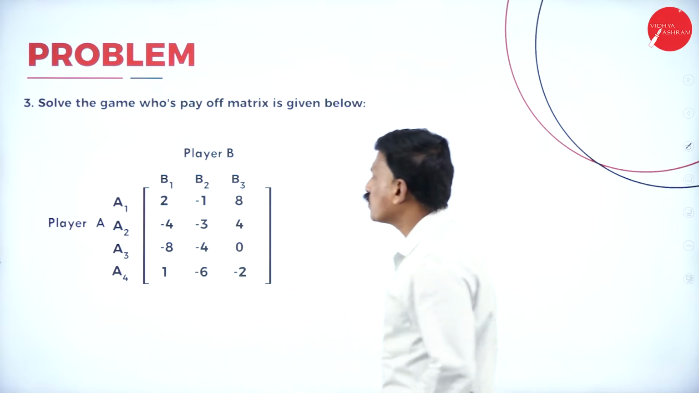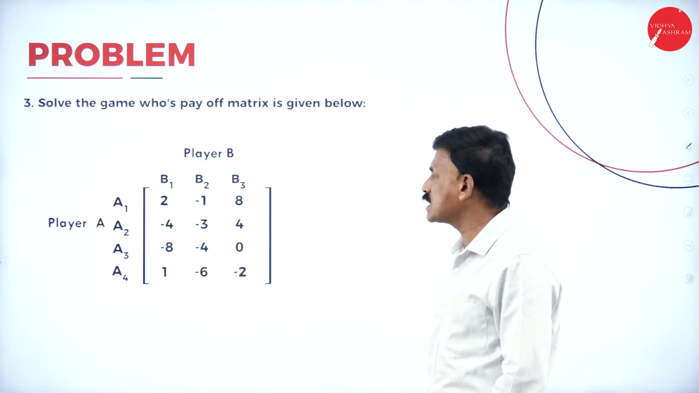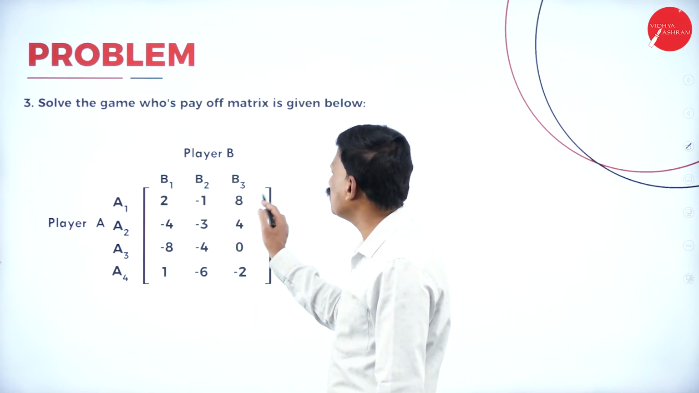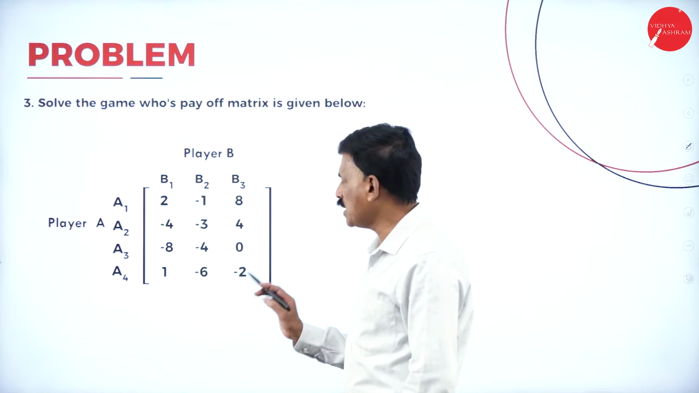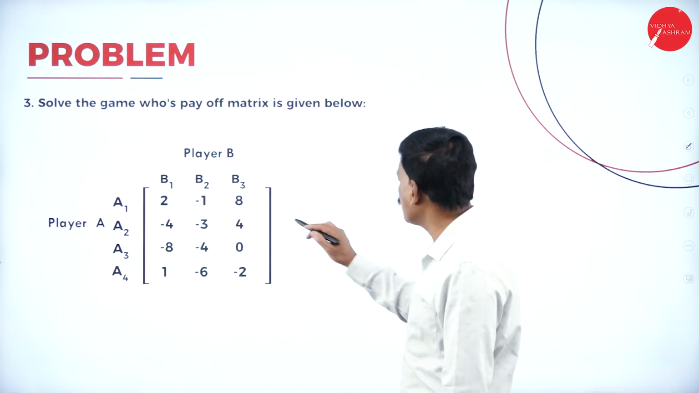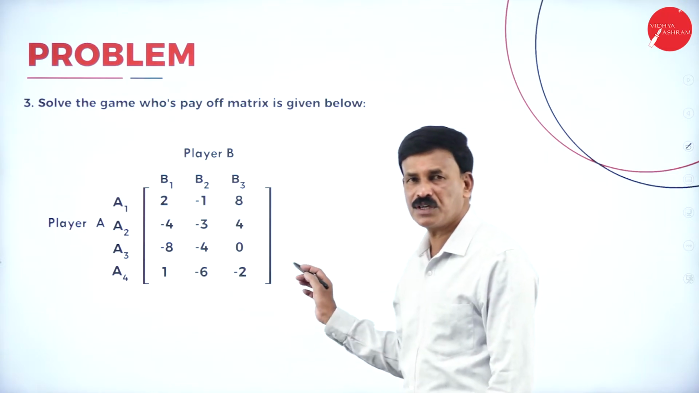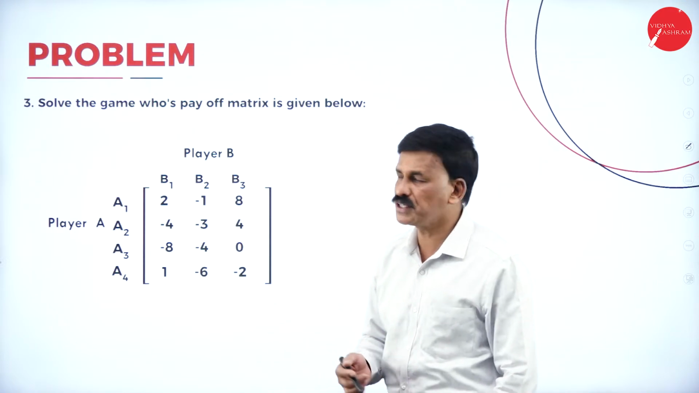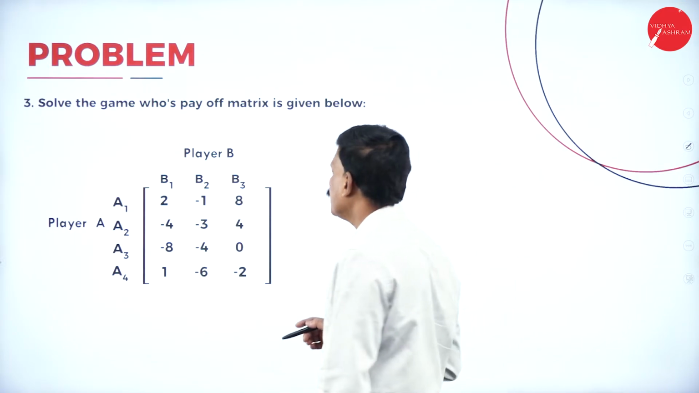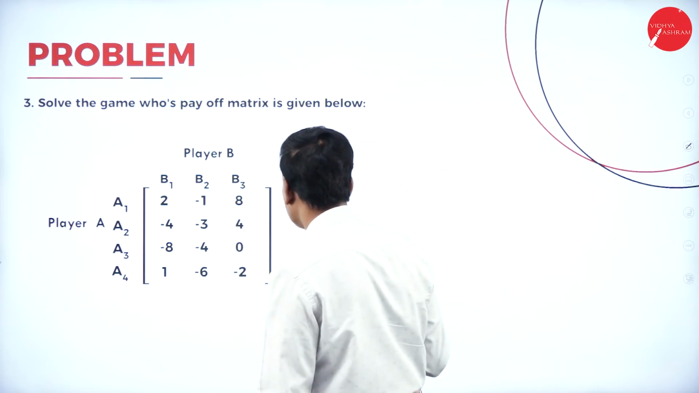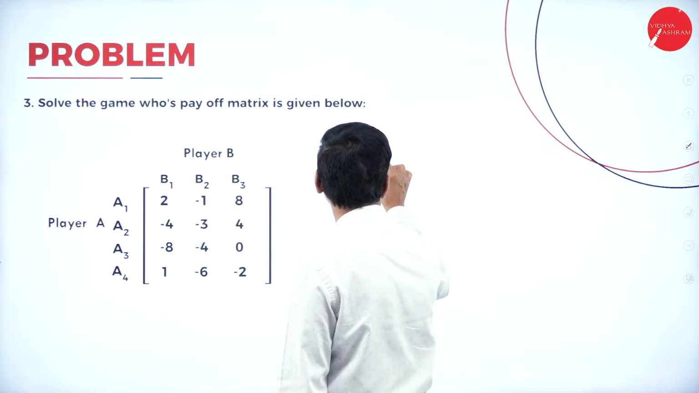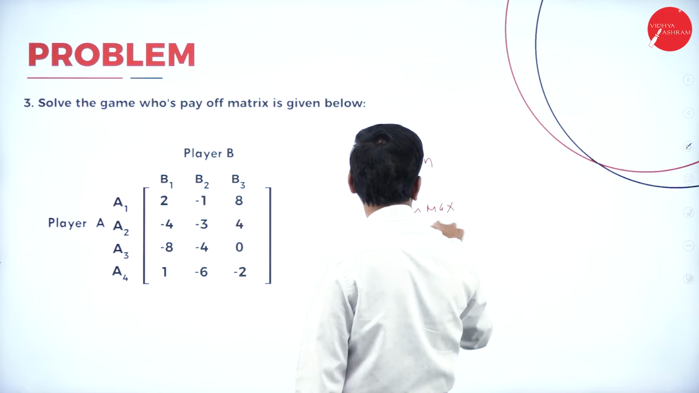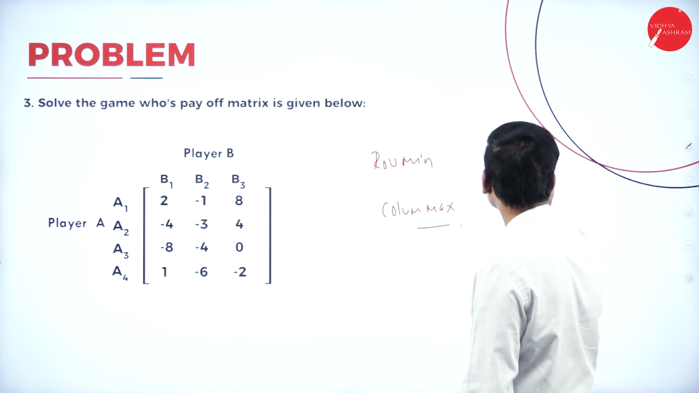Let us come to this problem. Solve the game whose payoff matrix is given. We have to find the saddle point, that is the value of the game. Player B has B1, B2, B3, and player A has A1, A2, A3 and A4. As usual, find the row minimum and column maximum, and find the minimax and maximin values. If they are equal, then the value of the game is the saddle point, and we have to find the optimal strategy. Just find the row minima and column maxima, then find the saddle point.